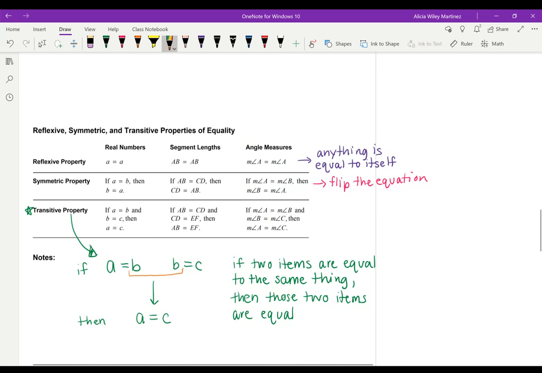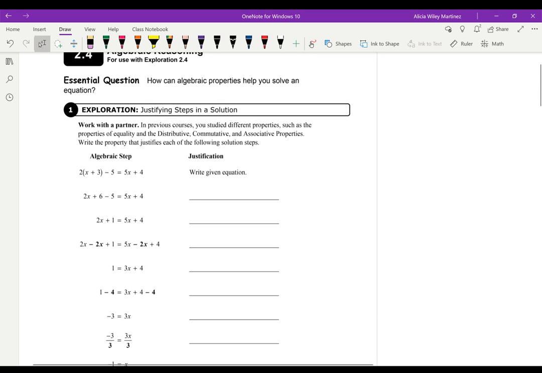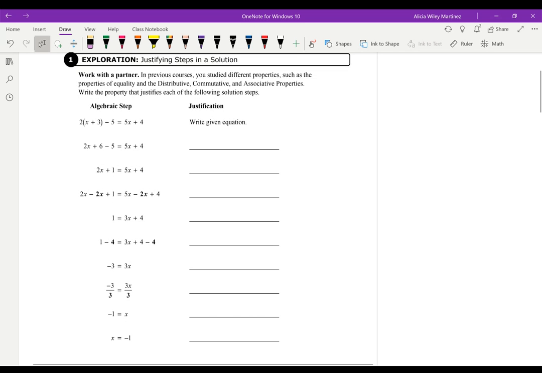Let's do one more example. So flip back to page 49. On page 49, you'll see a big long proof here. And so we're going to go through this. I'm going to turn this into a 2-column proof here.